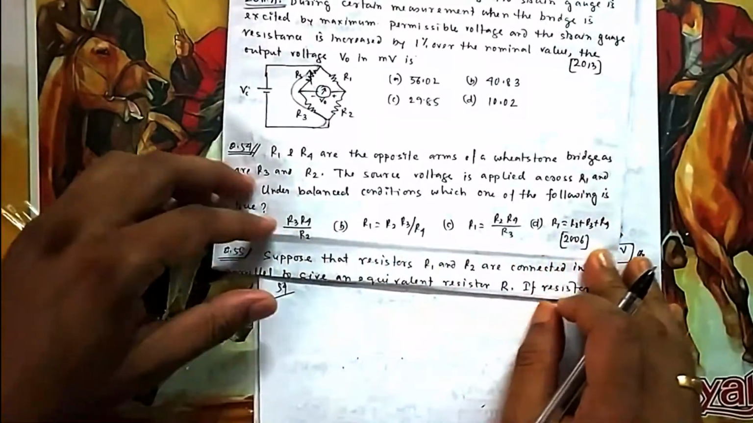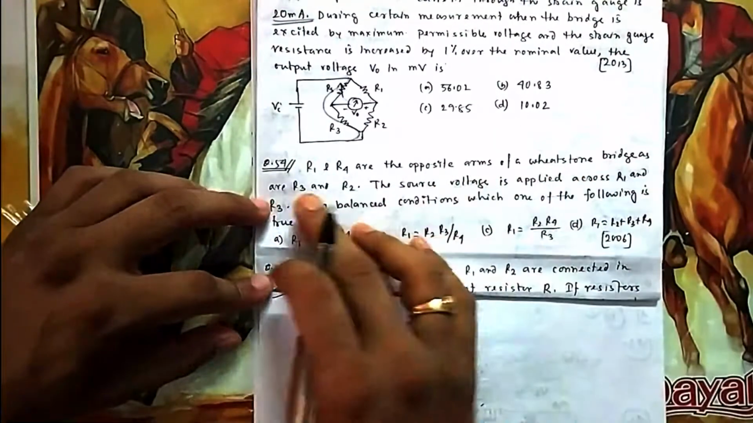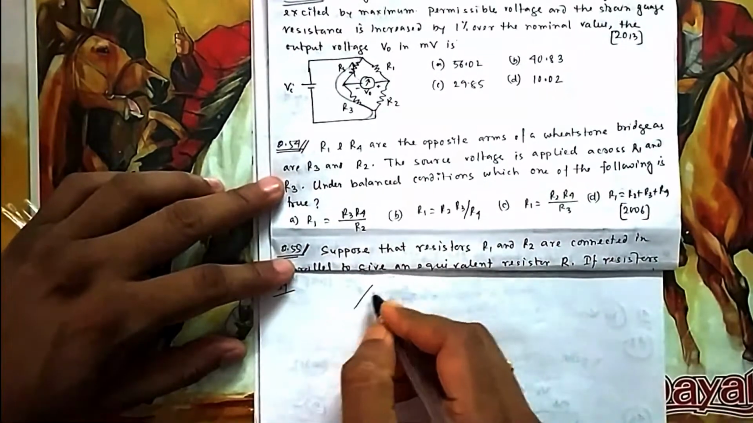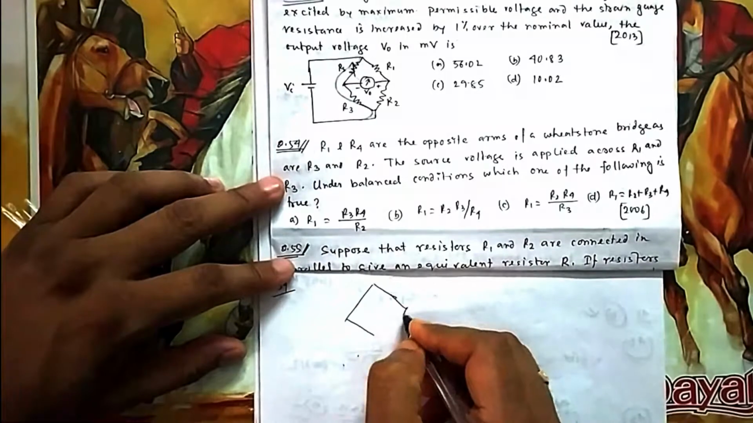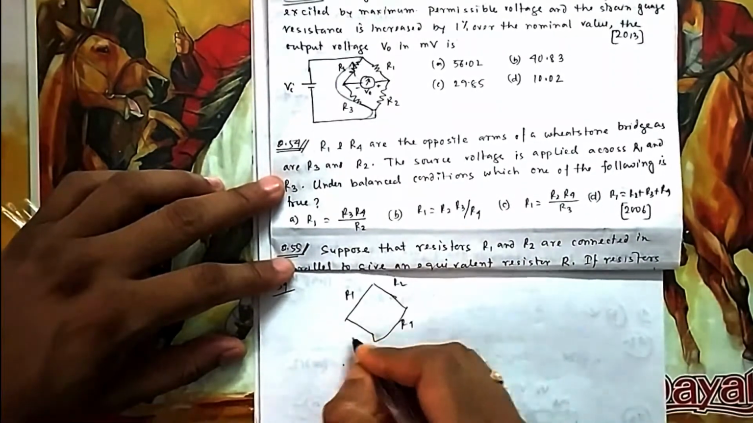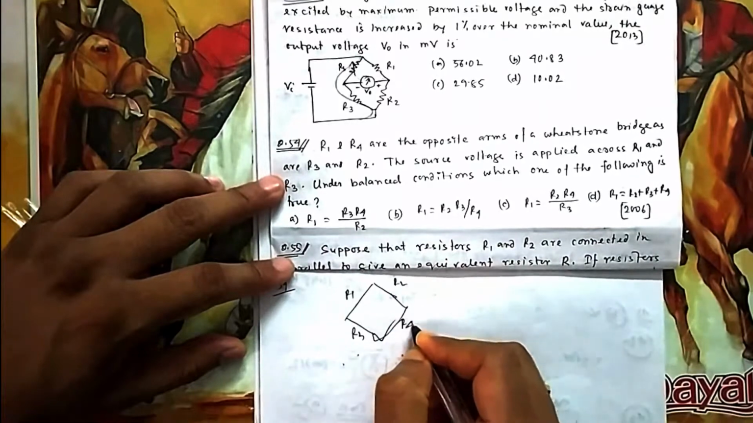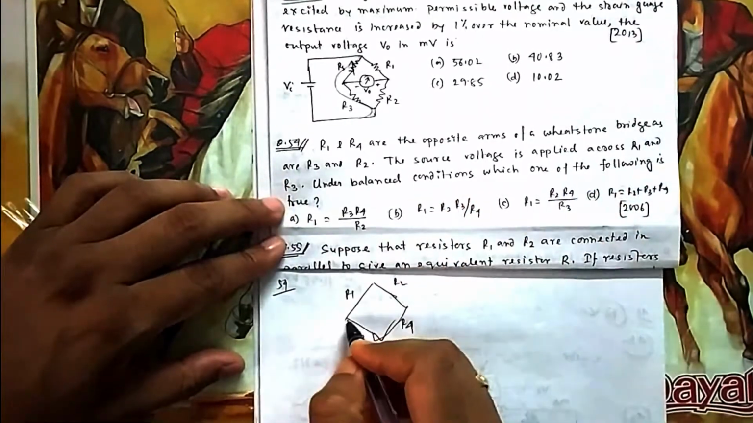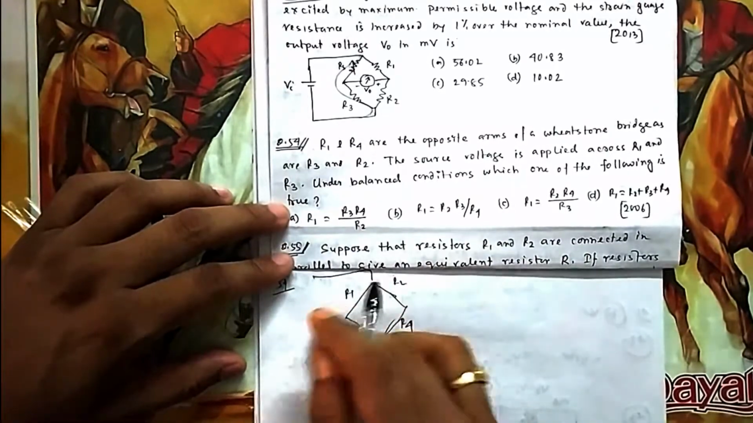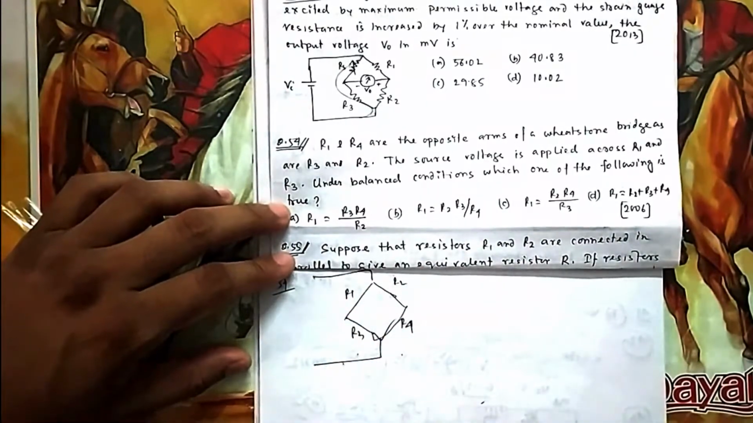Next, if you come to this, R1, R4 are the opposite arms of the Wheatstone bridge, and R3, R2. The source voltage applies across R1, R2. So now you know these are the branches, 4 branches. They are saying R1 here, R4 here, and R2, R3. The source voltage is applied across R1 and R3. So there is no issue, whatever voltage is applied.